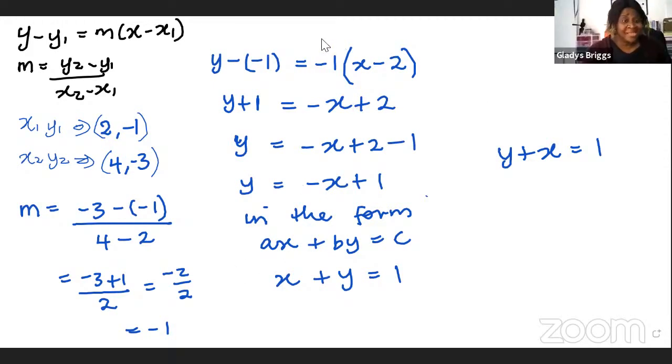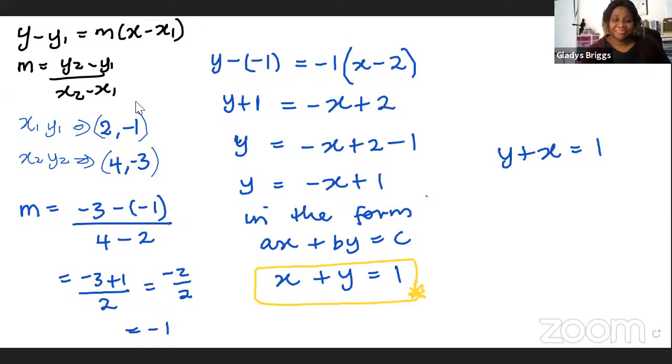I don't know. I think the answer is correct. It's just that maybe it's a program. If it doesn't recognize what you put in there, it's not going to give you the marks for it. That's how it is. So that happens when we do it on Moodle. It's the same thing. So this is how I would write it. If it says in the form ax plus by is equal to c, then I'll write it like this because it's just rearranging the formula at that point.